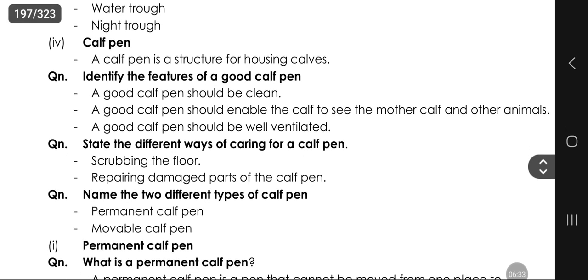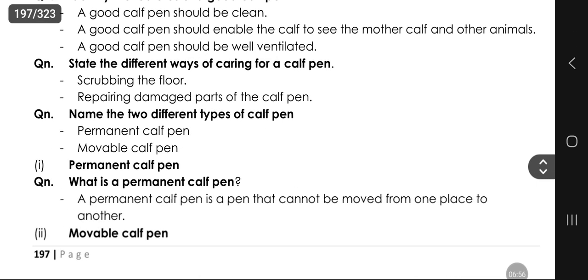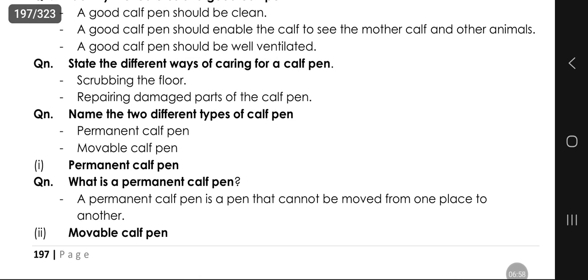Ways of caring for a calf pen. One is scrubbing the floor. Next is repairing the damaged parts of the calf pen. So also the houses or the structures designed for the calves have their types. One, we have what we call a permanent calf pen and a movable calf pen. Hope you can easily understand these ones from common sense.